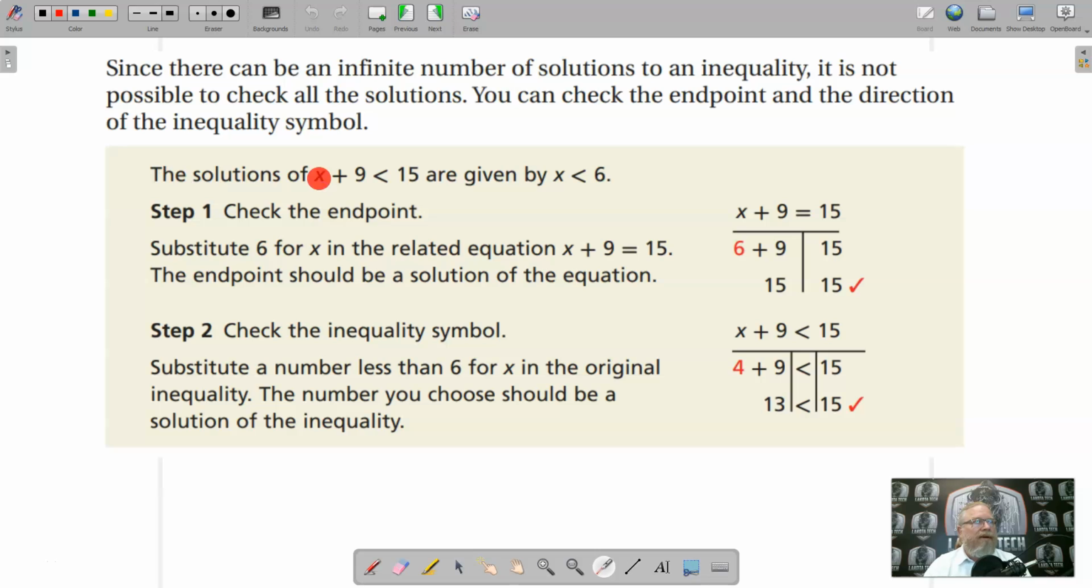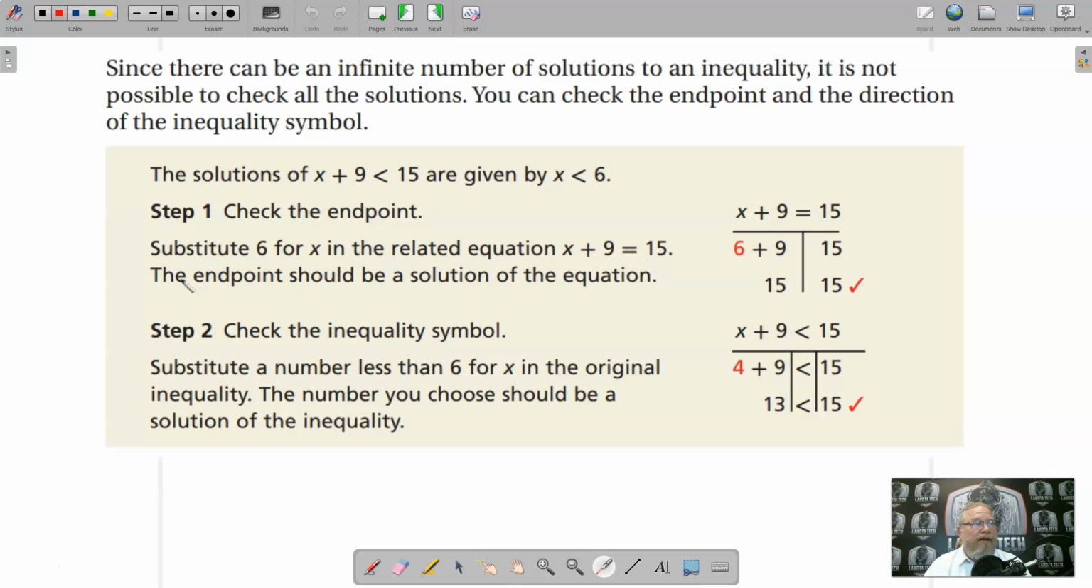The solution of x plus 9 is less than 15 is given by x is less than 6. So step 1 is to check and make sure that you have the correct endpoint. By doing that, we're going to substitute 6 for x in a related equation, x plus 9 equals 15. Notice that we've done an equation instead of an inequality. Remember, we're just checking the endpoint, so we're going to go ahead and write it as an equation.